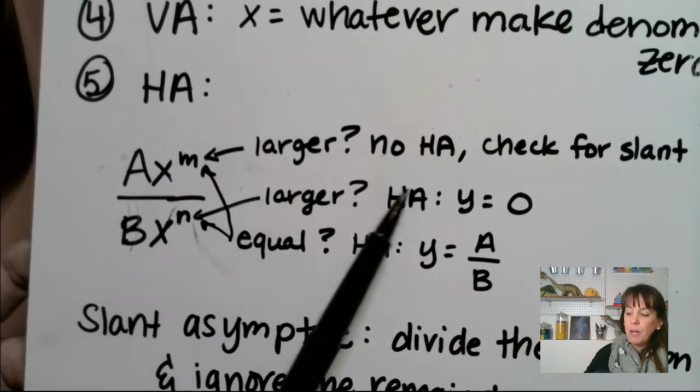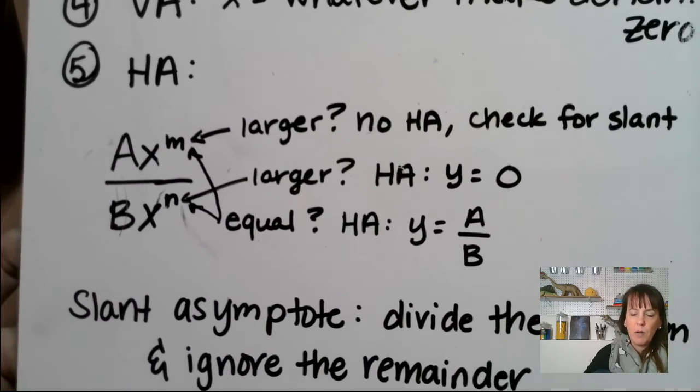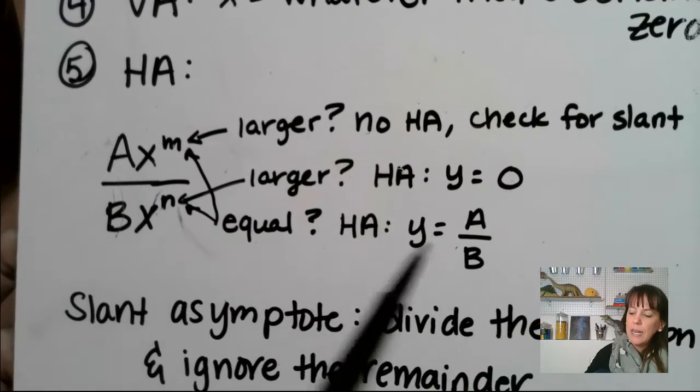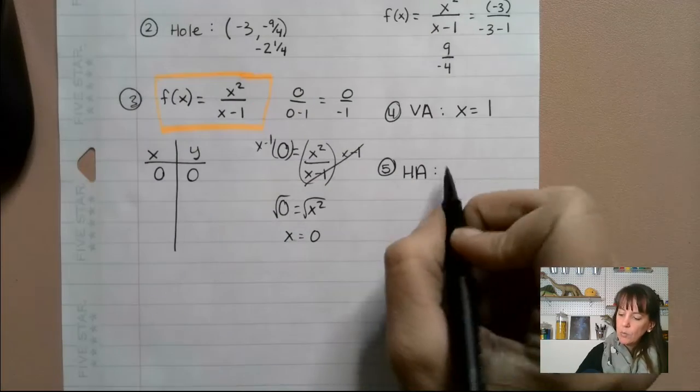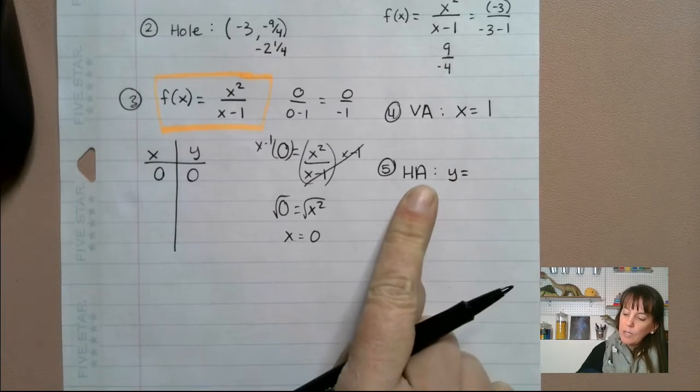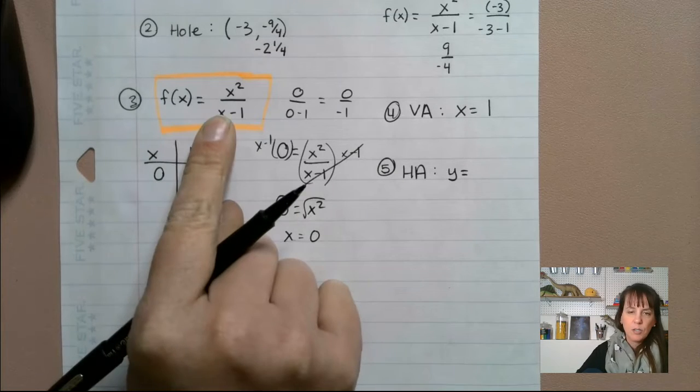If it's larger on the bottom, your horizontal asymptote is y equals 0. If they equal each other, you take the two leading coefficients and stack them. Regardless, it's always going to be y equals. So we look at this, y equals. Now we look at these guys, and here's our equation.